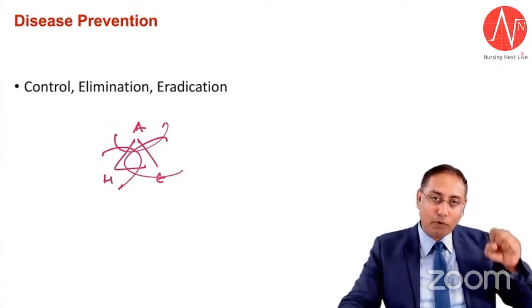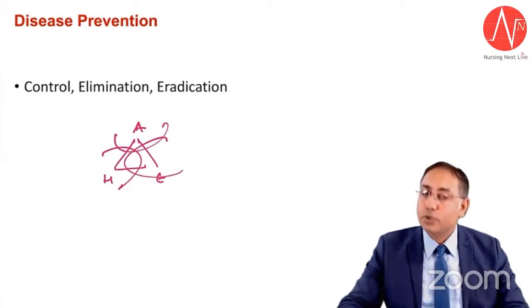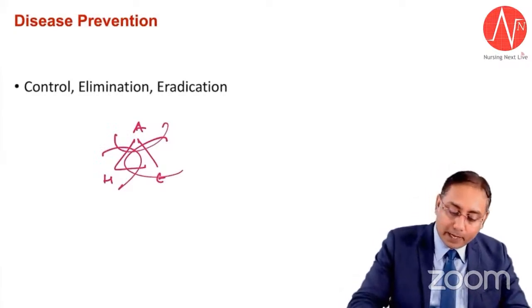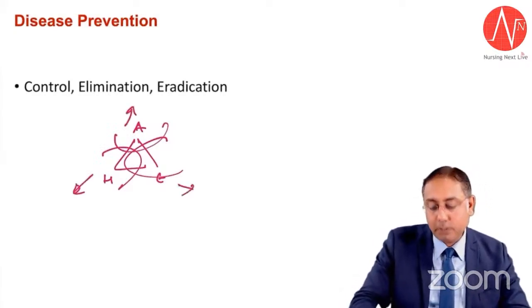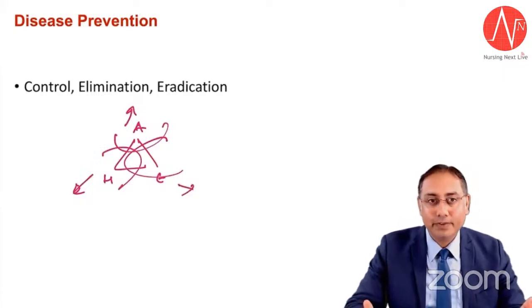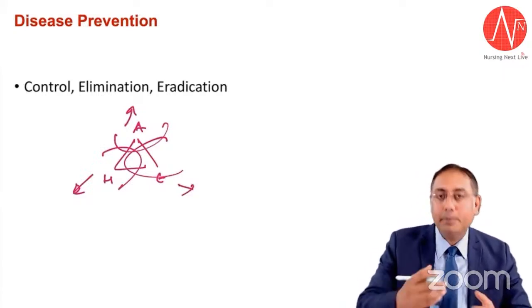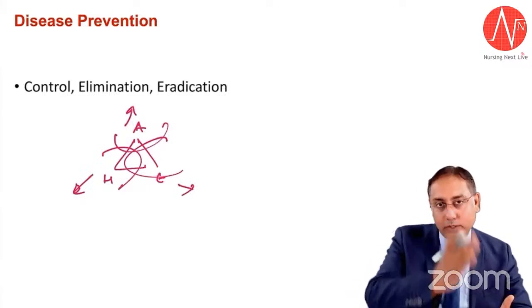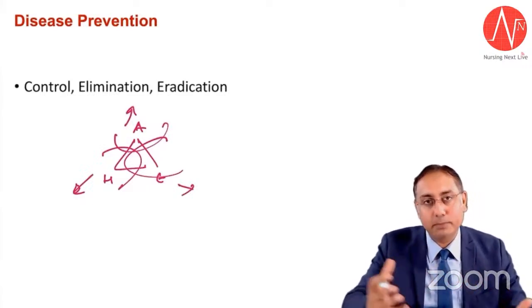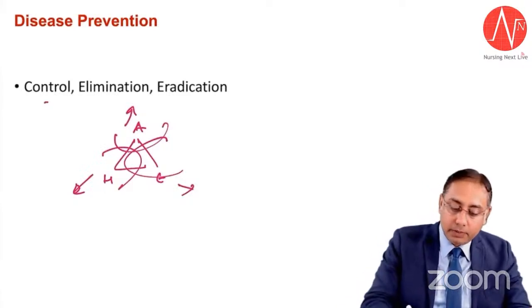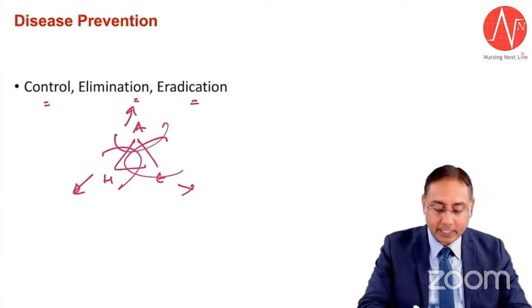So let us say that your main focus is to prevent disease. How will you prevent the disease? You need to pull back the agent, pull back the host, pull back the environment. That's what you're going to do. So how will you pull back? You remember the chain of transmission. To cut the chain of transmission, you have to stop the mode of transmission. So that's what you do in control, elimination, and eradication.